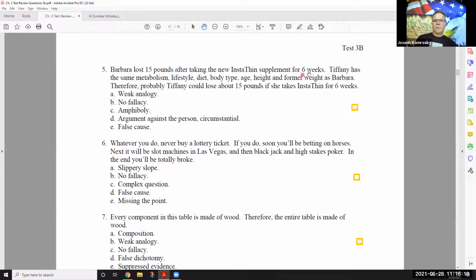Barbara, 15 pounds, 6 weeks. Tiffany, kind of the same everything as Barbara. Therefore, probably Tiffany could lose. See how weak the conclusion is? It's not making a strong claim. It's just saying, hey, probably kind of the same thing, Tiffany has like Barbara. So how many of you, and you could push pause if you want to think about it, got no fallacy? You're right. No fallacy.